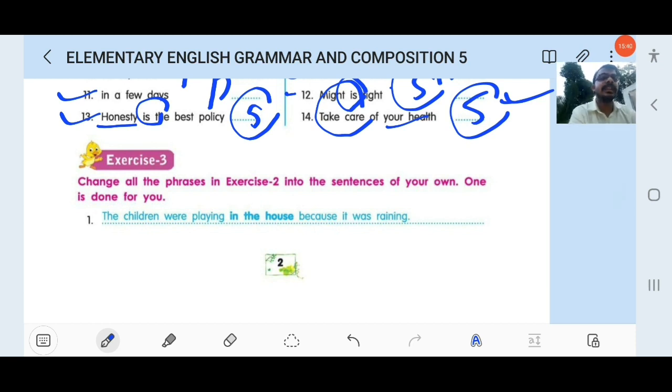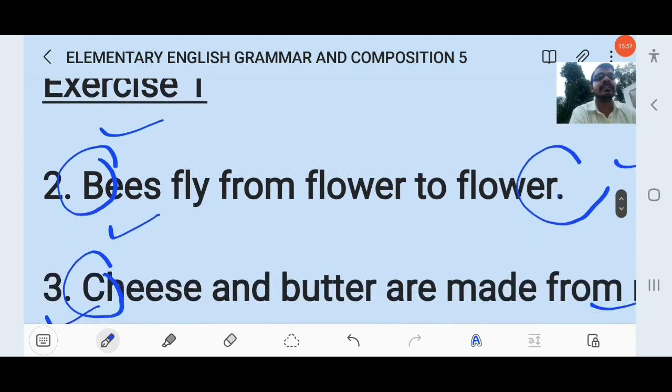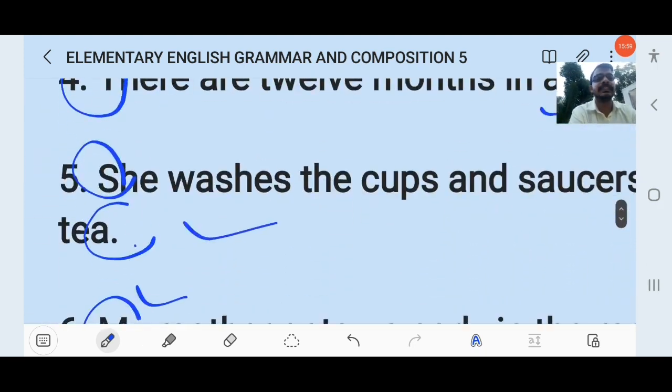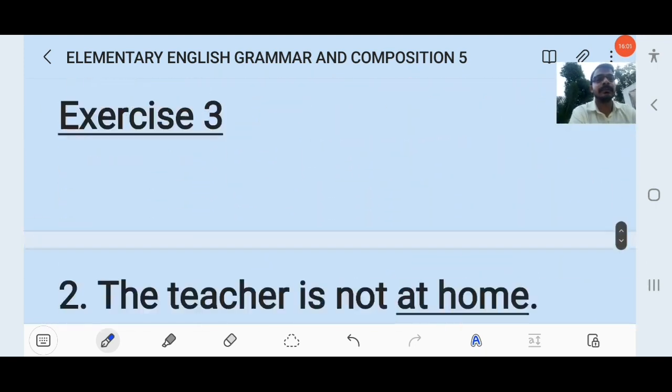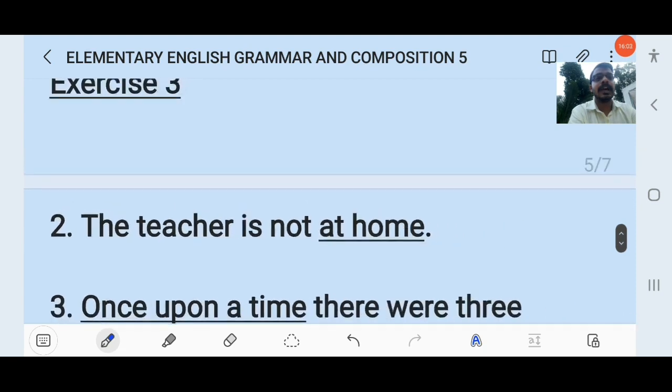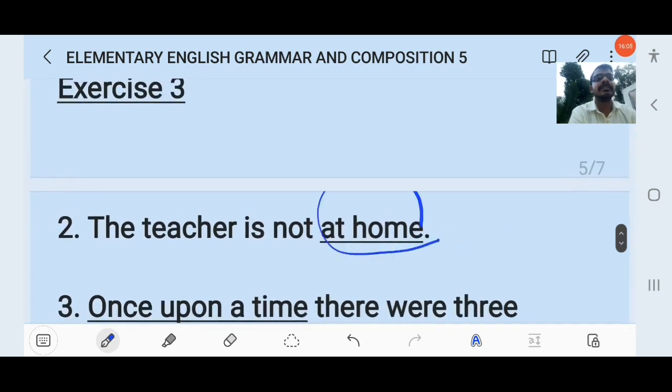Then next, change all the phrases in exercise 2 into the sentences of your own. So now you have to change the phrases into sentences. One has been done for you. The children were playing in the house. So here in the house, this is a phrase, but when you add the group of words, it becomes a complete sense. The children were playing in the house because it was raining. Okay. So now you have to make sentences using the other phrases. So here, at home, this is a phrase, but when you add other group of words, the teacher is not at home, right?